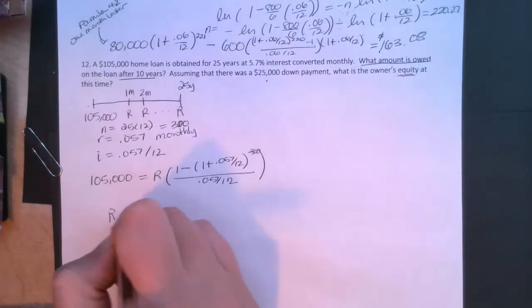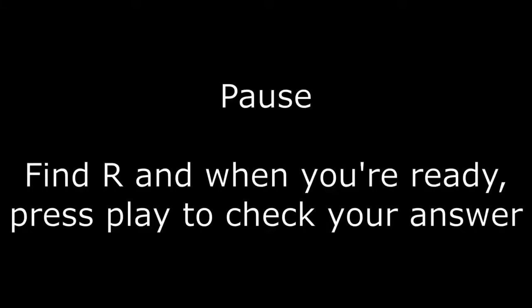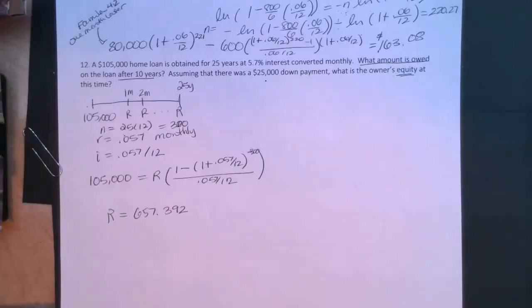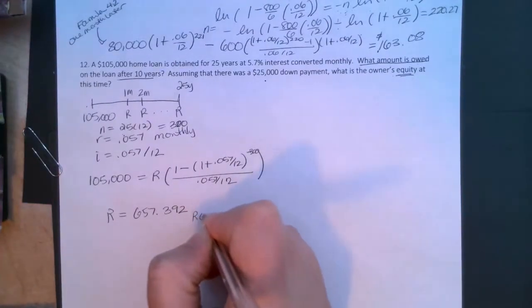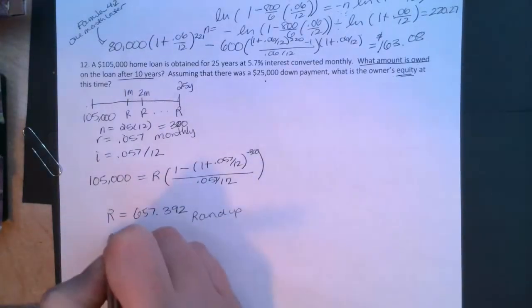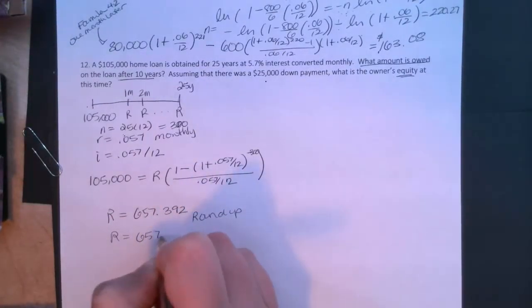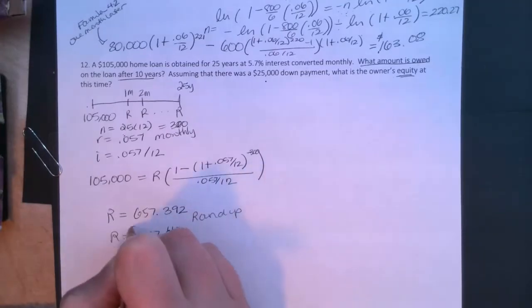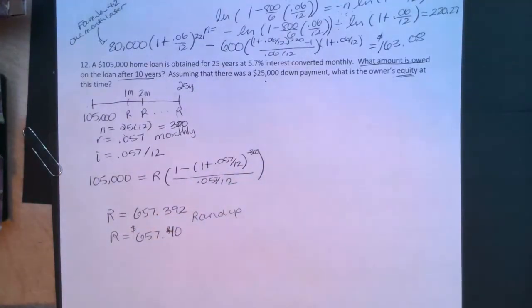When you work that out, and we're going to skip that step this time for R, you get R equals $657.39 and some change. So we're going to round up because it's a payment. So that means our R is $657.40. That's what we're going to consider as our payment. And then now we need to figure out how much we owe in 10 years.